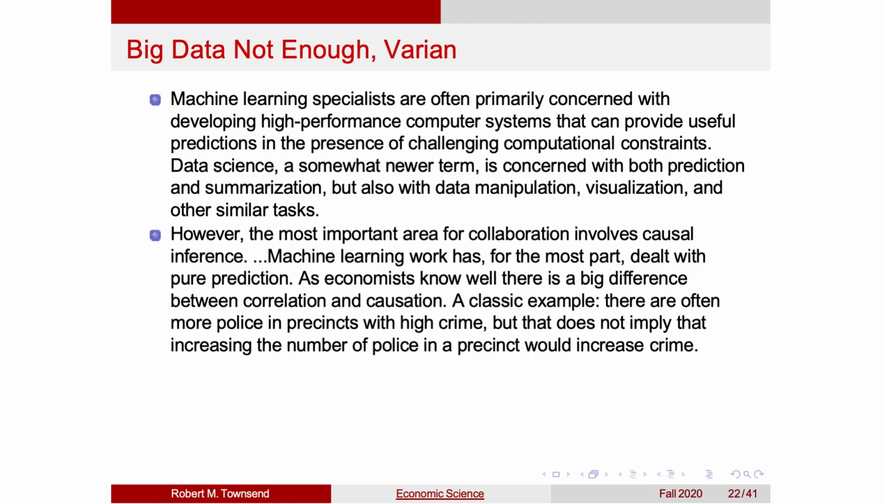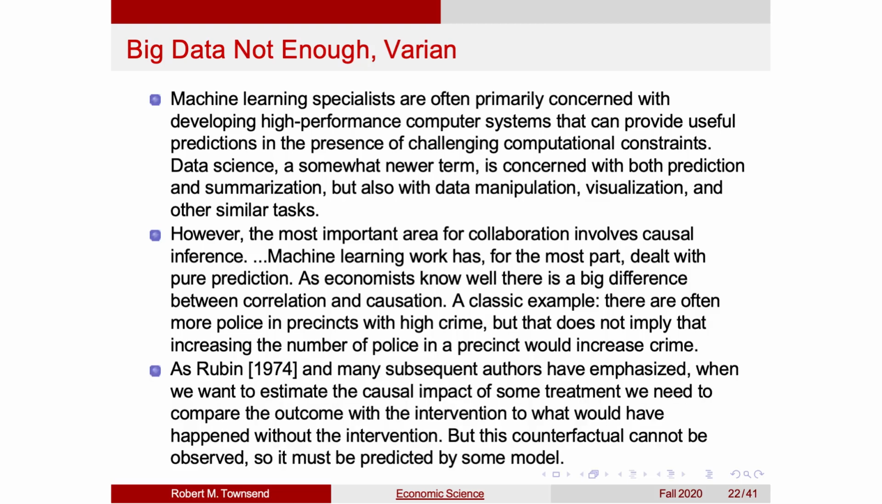A classic example: there are often more police in precincts with high crime, but that does not mean that increasing the number of police in a precinct would increase the crime. In other words, what he's trying to say is, which way does the causality go? From police to crime or from crime to police? And just seeing a correlation between police and crime in the data does not tell you what the outcome would be of increasing the number of police.